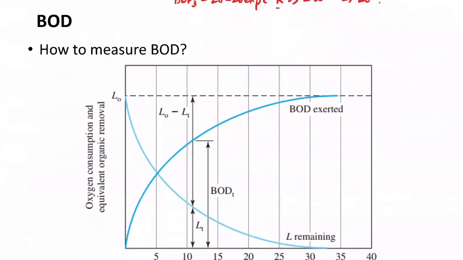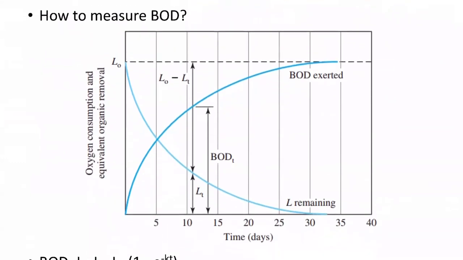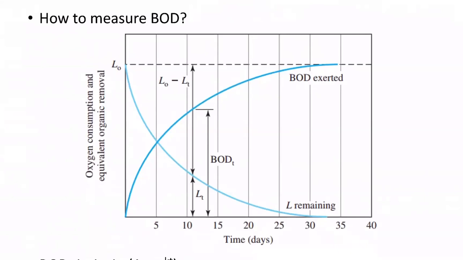Here I'm just showing the figure from your textbook. It's talking about the same thing. Again, the concentration of the organics, the L here, is going to reduce very rapidly at the beginning, mainly because the organics concentration is the highest and you just introduced these microorganisms into the water. So it reduces very rapidly and then finally goes to 0 because there are no more organics in the water anymore.